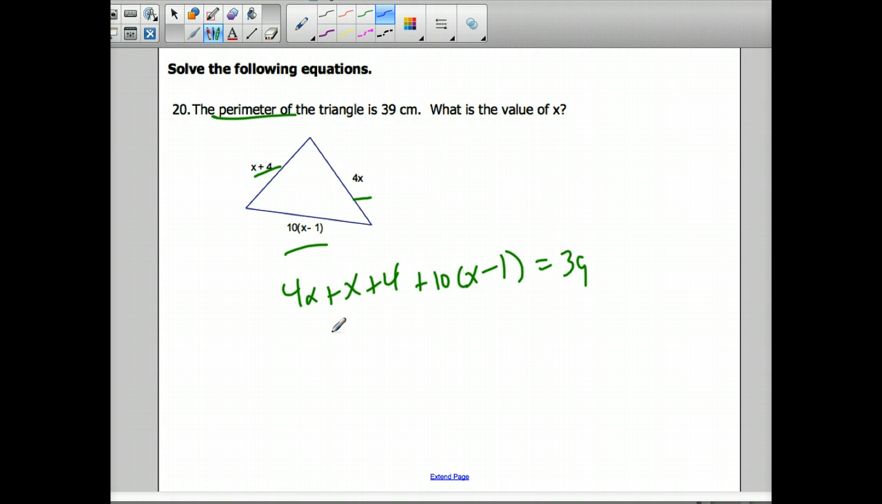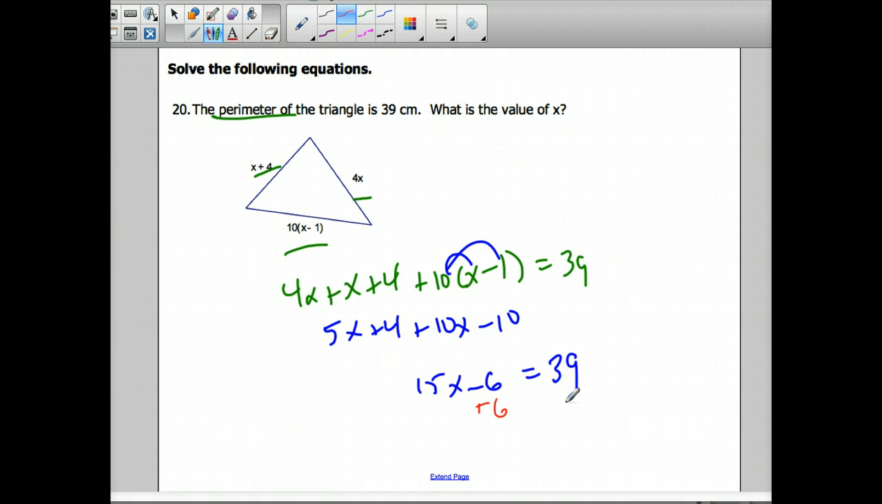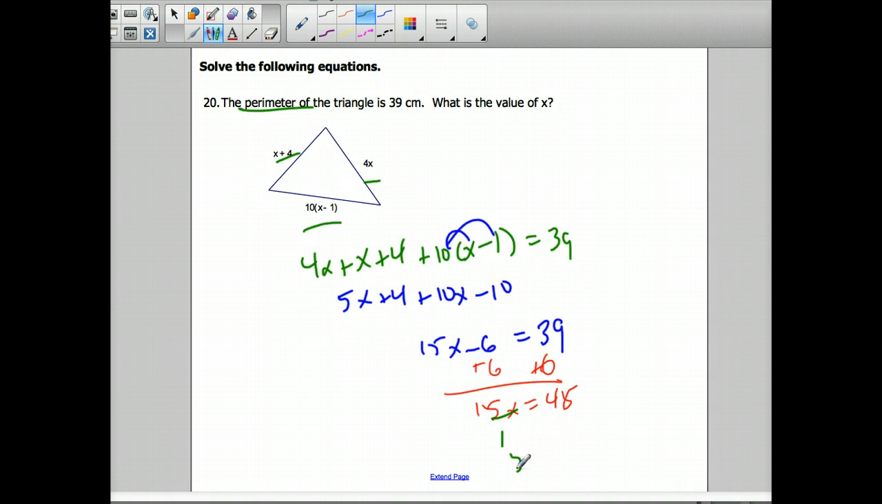Combining like terms, I get 5x plus 4. I've got to distribute this 10 before I combine it with anything. So it's plus 10x minus 10. So that gives me 15x minus 6 equals 39. Now I just simply add 6 to both sides. Gives me 15x equals 45. Divide both sides by 15, gives you x equals 3.